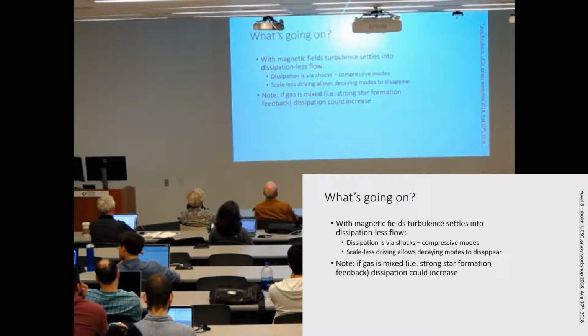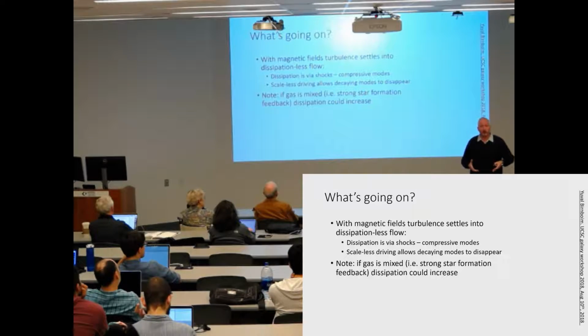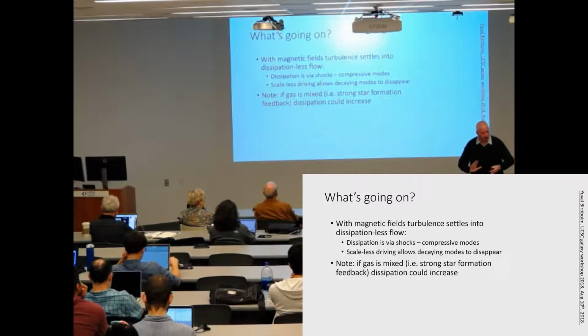When we have magnetic field, the turbulence settles into dissipation-less flow. The reason for that is that most of the dissipation is done via shocks. This is supersonic turbulence and compressive modes. And the way we drive the turbulence when we compress the gas is scaleless. We are not as arbitrary as we were before in how we drive the turbulence. We basically just take all the modes and pump energy into all the modes at the same time. That's what the compression does.